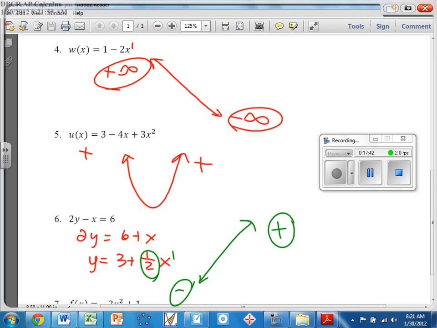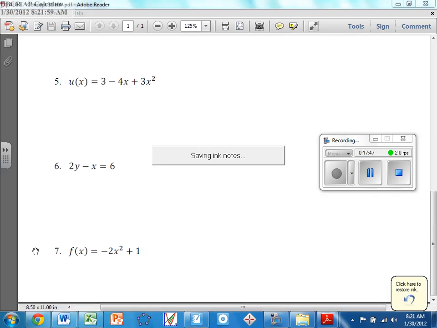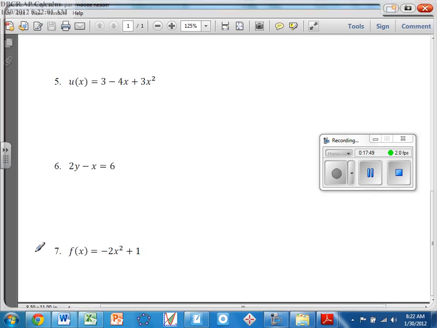And the last one is number 7. And I can't see it yet, and you are right, Julia. It is negative, negative. It's a parabola. Negative, negative.